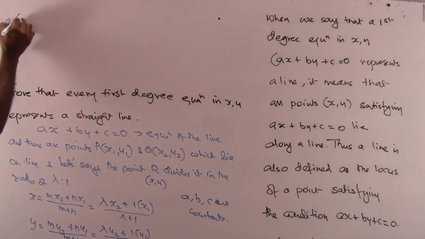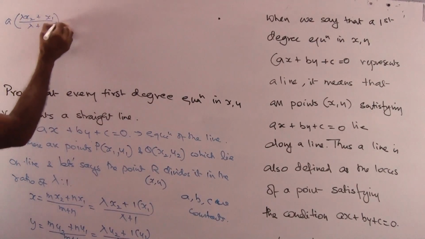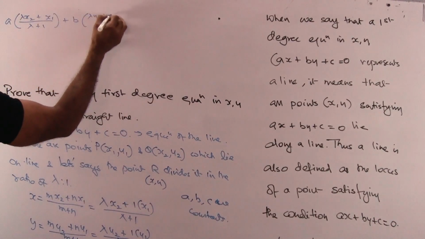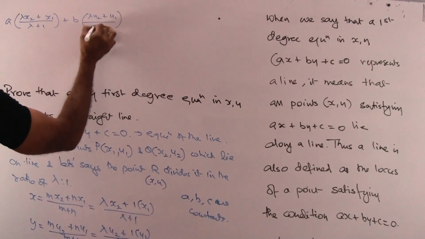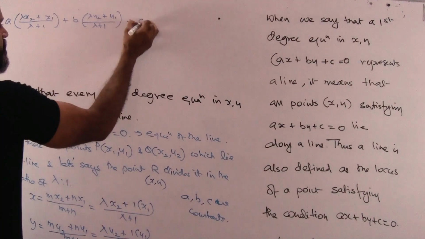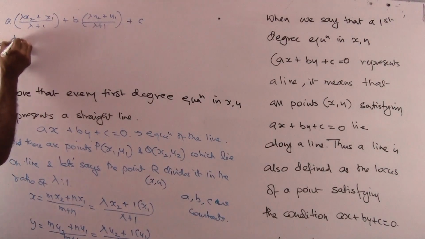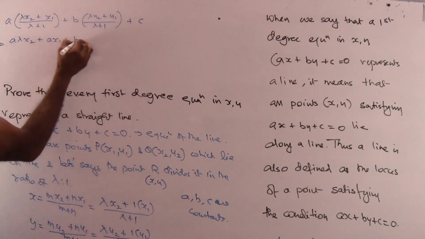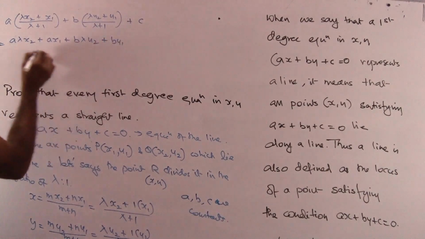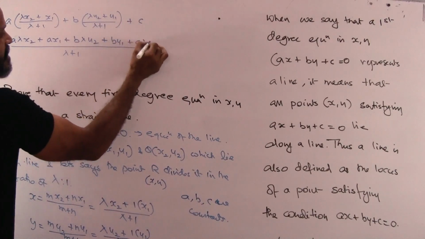Now let's say A into (lambda x2 plus x1) upon (lambda plus 1), plus B into (lambda y2 plus y1) upon (lambda plus 1). If we happen to add these two, and let's say we are adding C as well, what do we get? This will be A lambda x2 plus A x1 plus B lambda y2 plus B y1, both upon lambda plus 1, and C into lambda plus 1, that will be C lambda plus 1.